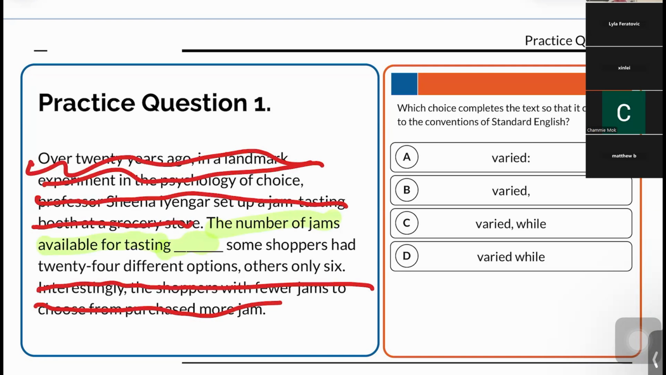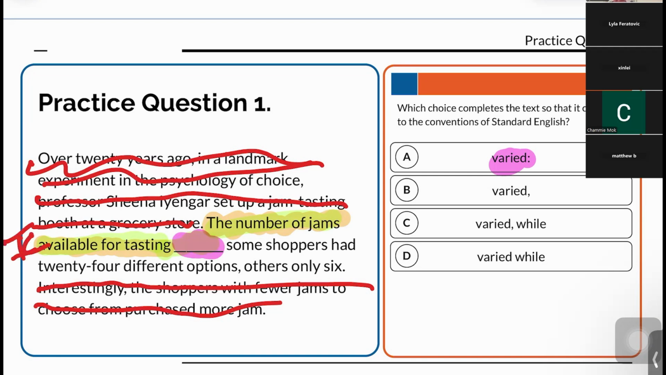Is that an independent clause? So we've got a subject, the number of jams. I guess technically this whole phrase is the subject, but the number of jams works as a subject. And then do we have a predicate? Well, we have to fill in the blank, but varied is a predicate. So the number of jams available for tasting varied. That totally works as an independent clause. So that's one thing to keep in mind.